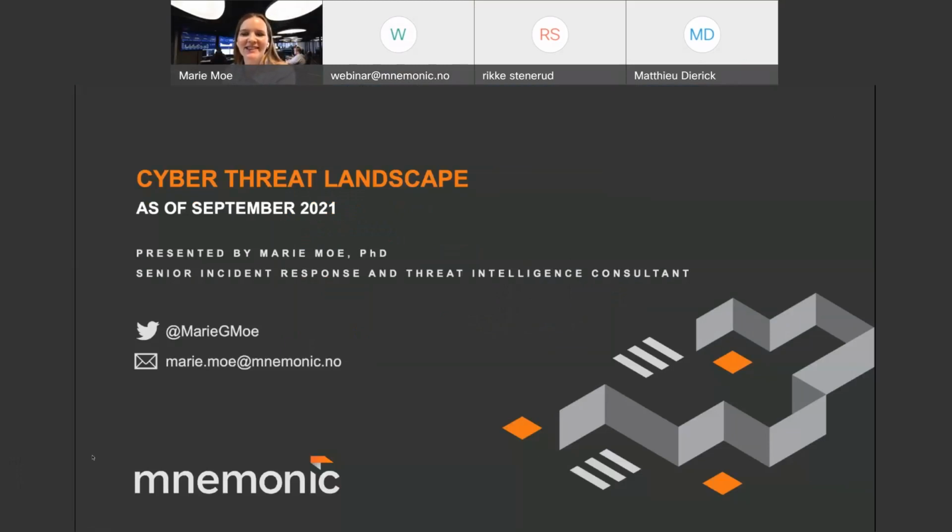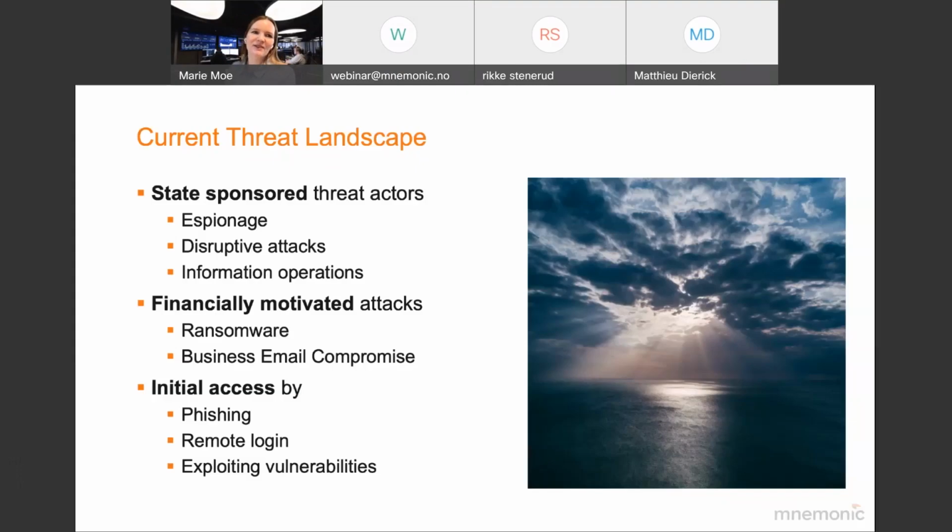I have the honor of starting the webinar today with a brief update on the cyber threat landscape. So what's going on today? What I want to focus on is two different threat actors that we of course always have on our radar in a threat intelligence team. The first is the state-sponsored threat actors, which we see are active all the time, specifically in espionage operations, but we also see more disruptive attacks. We see information operations, and also, of course, the financially motivated attackers, which has really become a big problem over the last few years, particularly when it comes to ransomware.